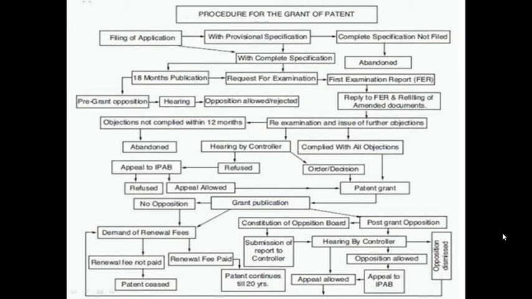And it moves to the first examination report, FER. Then it moves to reply to FER, with refiling of amended documents. Coming to this side, the 18 months publication is okay. Pre-grant opposition, if there is any, we have to check. Then the hearing of the pre-grant opposition. Once the opposition is acknowledged, it has to be rejected. So that part is over.